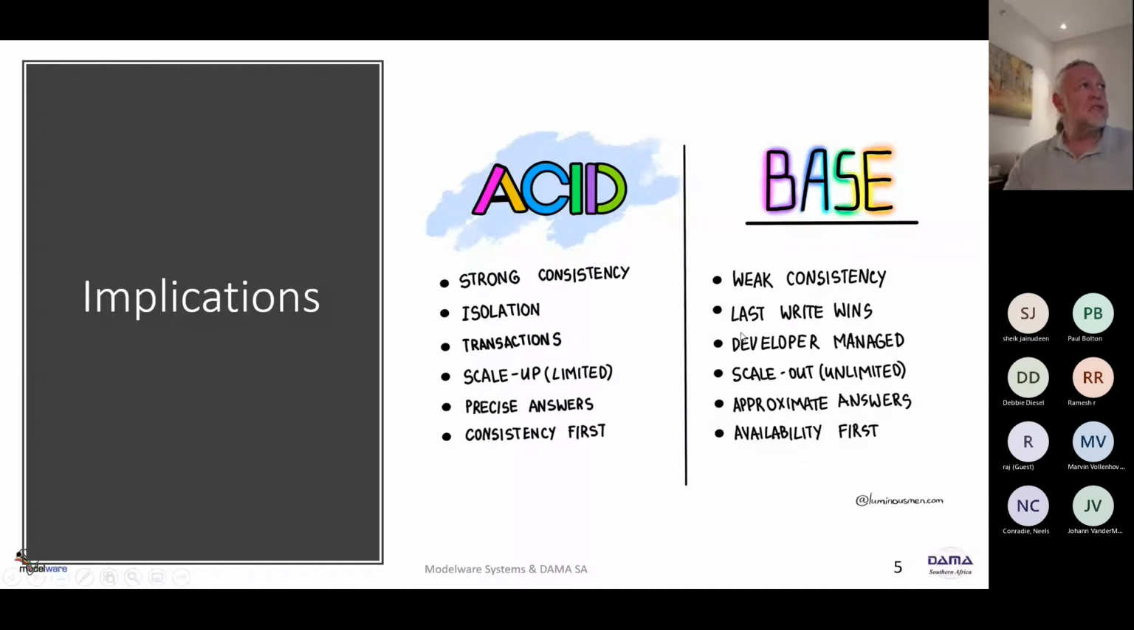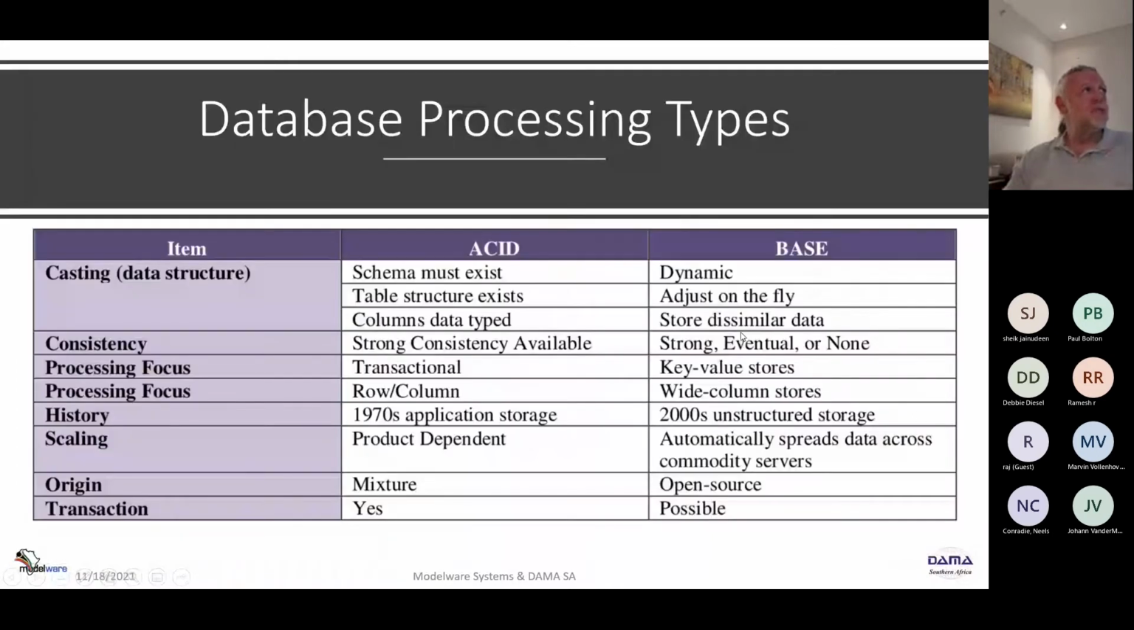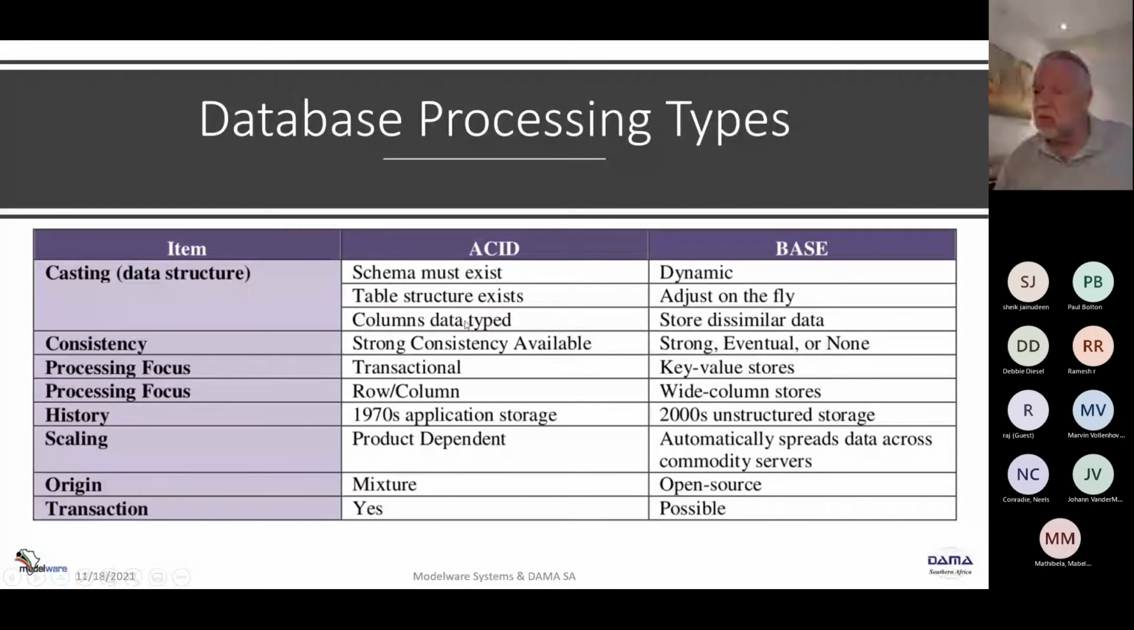Okay, so these are some of the different aspects of processing types. The important thing for me is, if you're in ACID and you're looking for transactions, you must have the schema. The schema must pre-exist, the table structure exists, and the columns have their typing with all of the rules and the constraints within the business. So when you commit the transaction or update the data, if any of the rules fail, then the transaction fails. So ACID is transactional, BASE is key value stores. That was also interesting in terms of anyone really knowing what a key value store looks like.